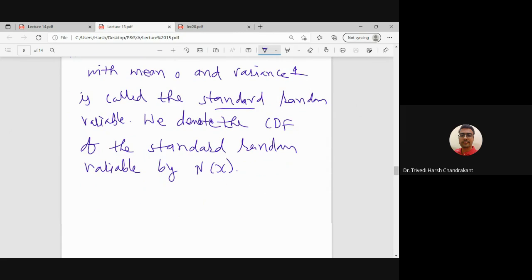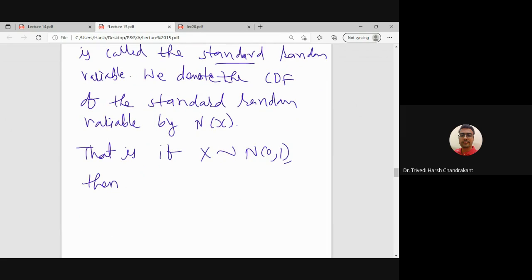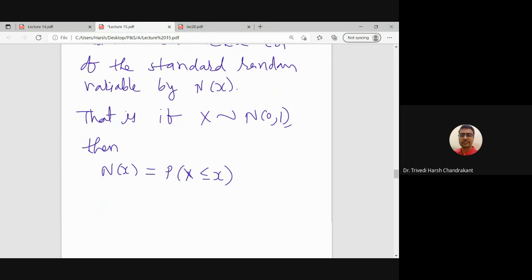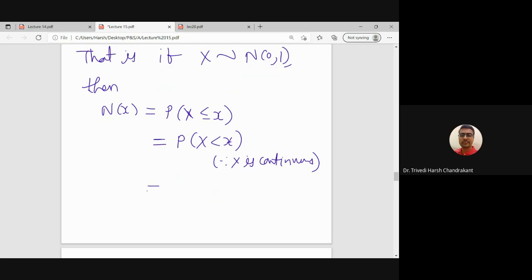So that means, if X is the random variable N(0,1), then N(x), that is basically its CDF, is the probability of X less than or equal to x, and since it is a continuous random variable, it is left continuous, and therefore the probability of X equal to x is 0. So the probability of X less than or equal to x becomes the probability of X less than x, because X is continuous at every point.